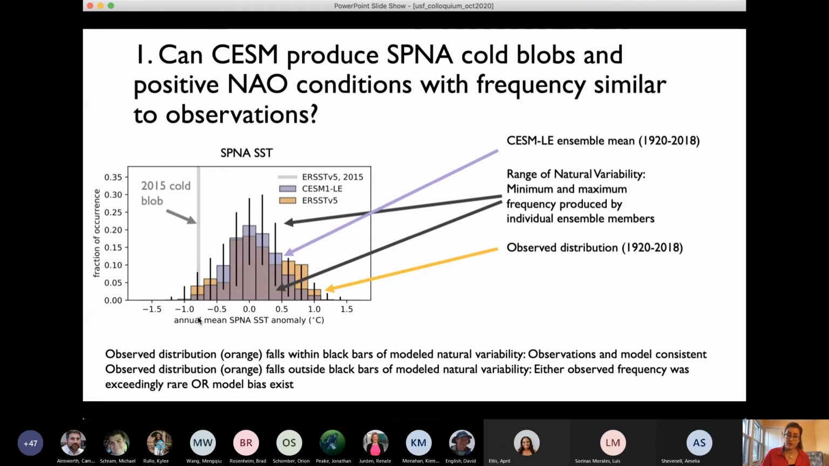For our 2015, so we care about the cold extremes, we can see that the observations fall within the spread of the natural variability that the model can produce. So all we can say is that they're likely consistent with each other. We don't have any immediate evidence to say that the model is doing something wrong.